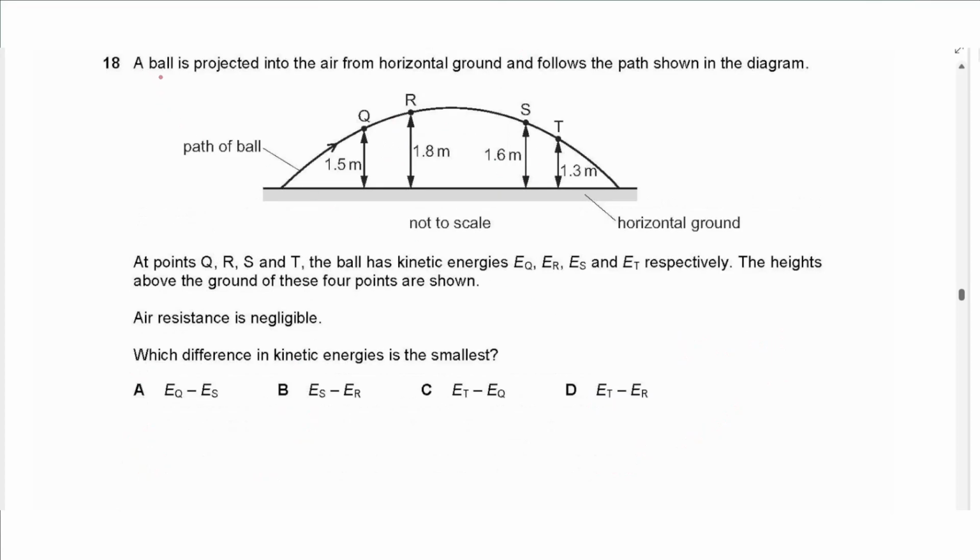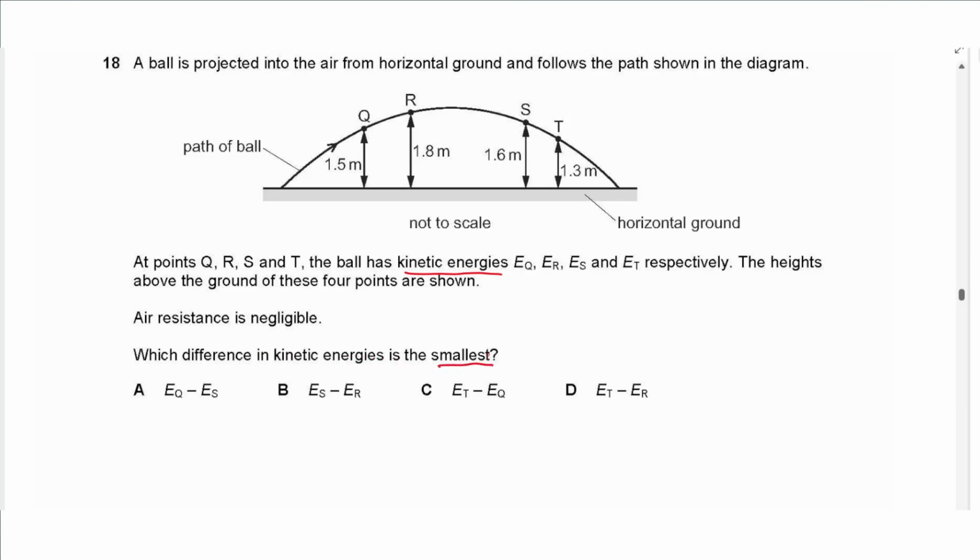Question 18 says a ball is projected into the air from horizontal ground and follows the path shown in the diagram. At points Q, R, S, and T, the ball has kinetic energies EQ, ER, ES, and ET respectively. The heights above the ground of these 4 points are shown. Air resistance is negligible. Which difference in kinetic energies is the smallest?